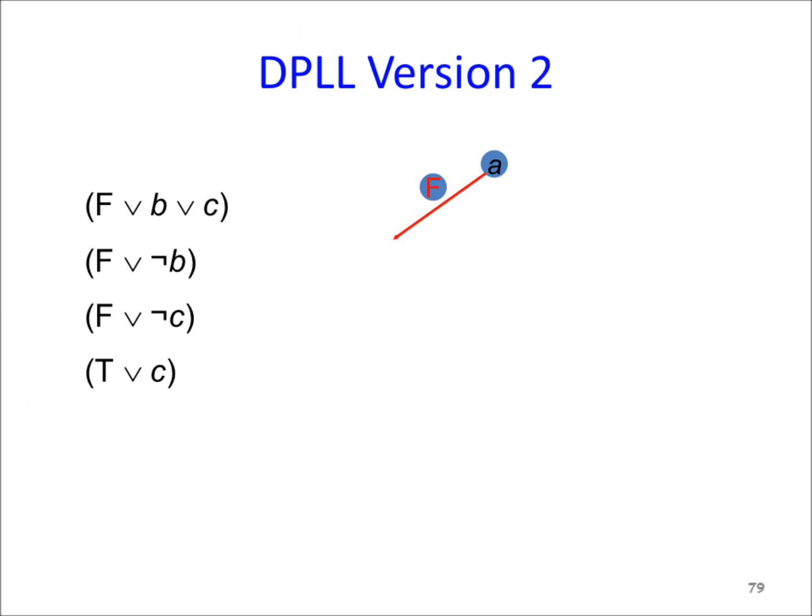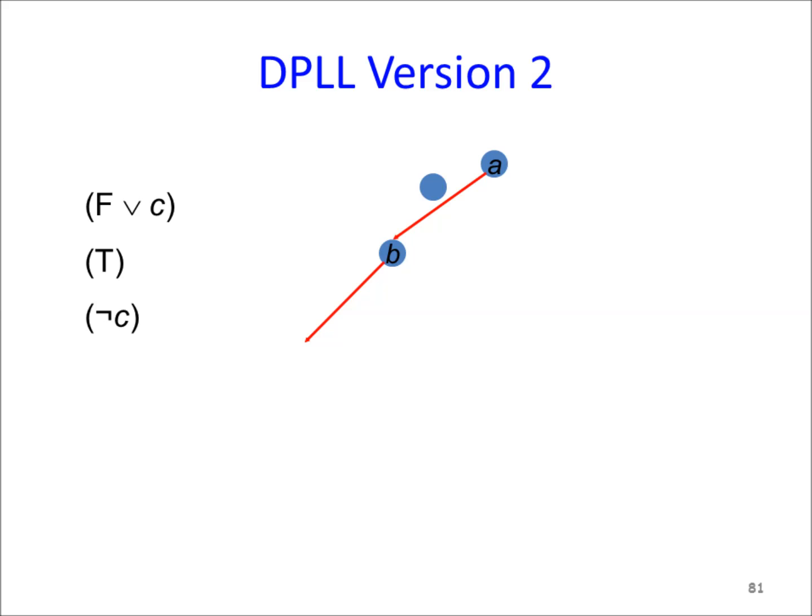So if I set it to false, I get rid of this, this, this, and this clause completely, because this clause is now satisfied. So this is what I commit with, right? F or B or C becomes B or C, F or not B becomes not B, F or not C becomes not C, and T or C is not important. Keep going. So I set B to be false, get rid of this, reduce this. Set C to be false, and we get a contradiction because of the empty clause.